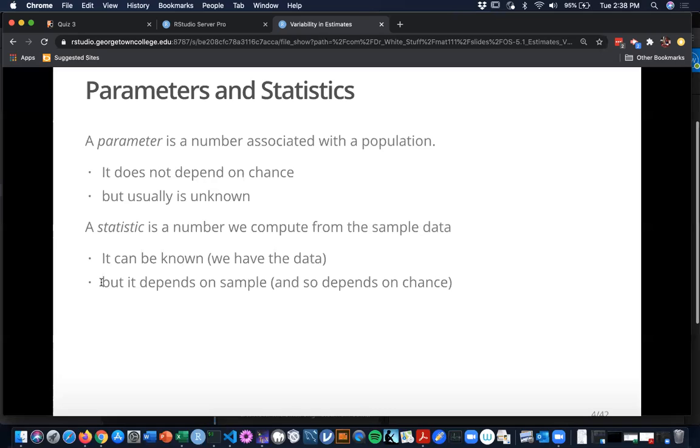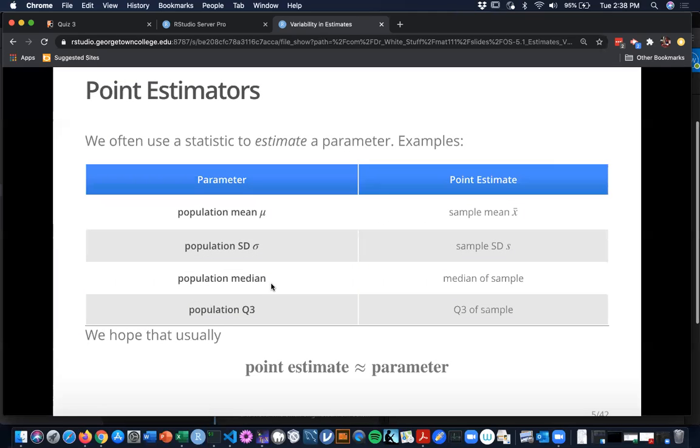But the other thing is the statistic is a random variable. It's a number that depends on the data, but the data depends on chance for how the sample was drawn from the population. So it's a number that depends on chance. So it is a random variable. A different sample would have yielded a different statistic. So you can know it, but it could have been something different if you'd had a different sample. And the name of the game is that you're going to use a statistic to estimate a parameter.